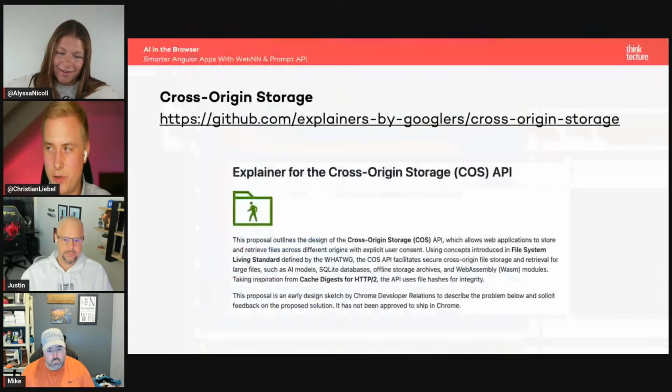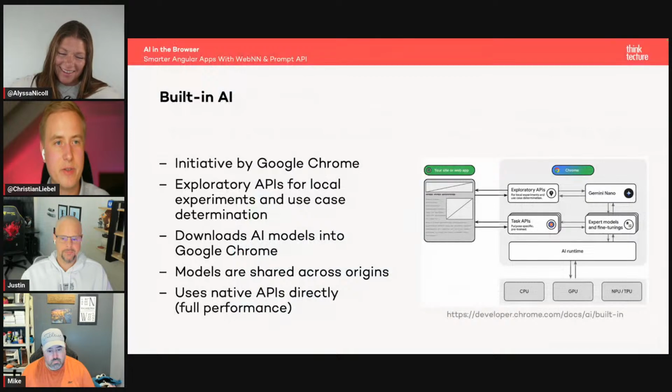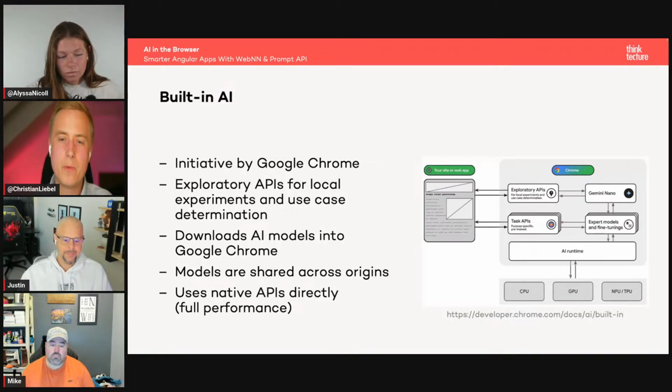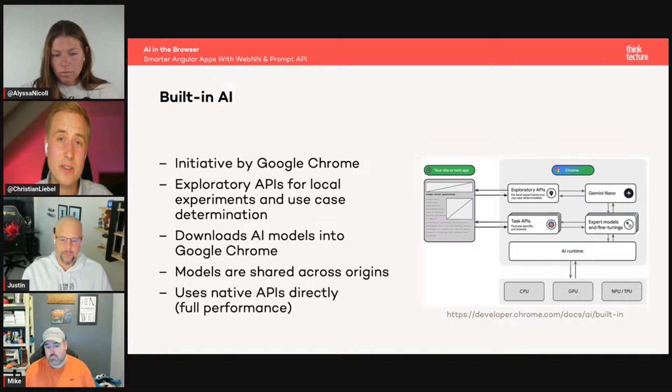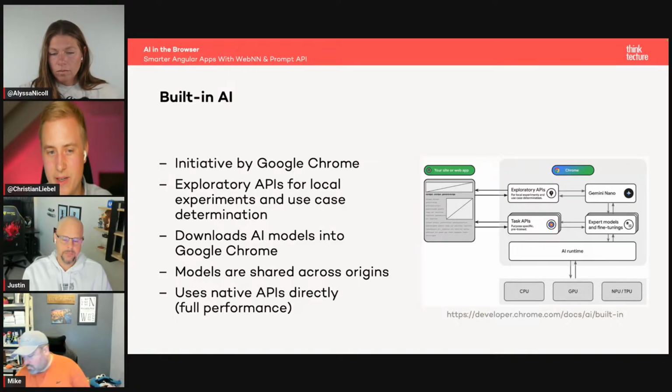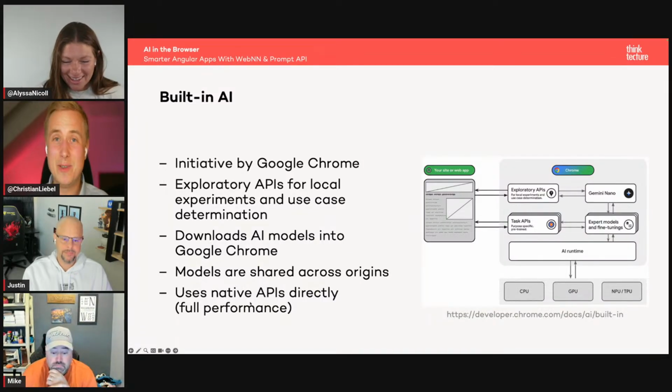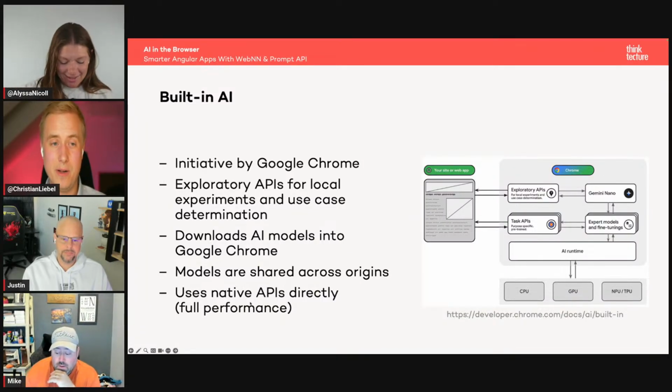And the potential solution for the second point, so full native speed, is the second part, built-in AI. That's an initiative by Google Chrome, where they would give you access to an AI model that is already installed on the device, so on the operating system, or that's already present inside the browser, so to say. And in that case, we share the models across origins, yay, right? And we can use the full performance that we have available locally.